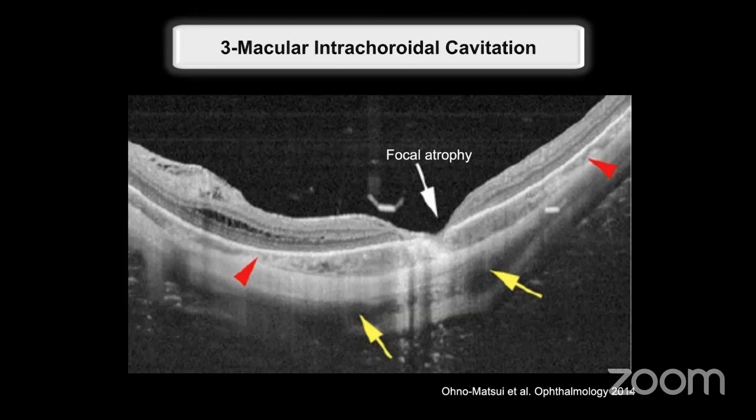So the third change we'll talk about is very similar, what we call macular intrachoroidal cavitation. That was highlighted by Dr. Ohno-Matsui. Dr. Ohno is one of the pioneers in high myopia worldwide. She gave this change the definition of macular intrachoroidal cavitation. And you can see here in this picture, there is an area of focal atrophy, and you can see there is something like a cavitation within the choroid. You can see the choroid here is very thin, like in high myopia, but here is a relatively cavity-like structure.